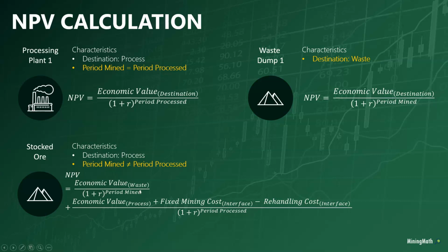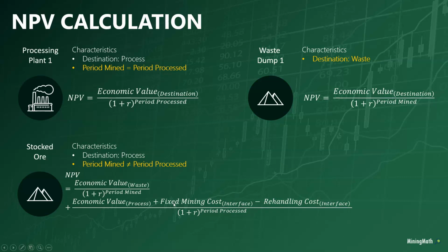And for the stocked blocks, there is a difference, because we have a period in which the block is mined and a period in which the block is processed. So here we have mining costs being applied within a given time frame, and here we have the processing costs being applied along with the revenue. So we have different time frames being considered over here for revenues and costs. So the calculation is this one over here.